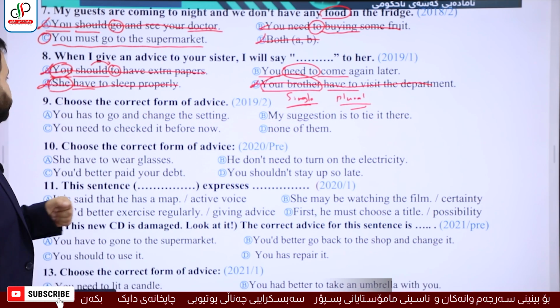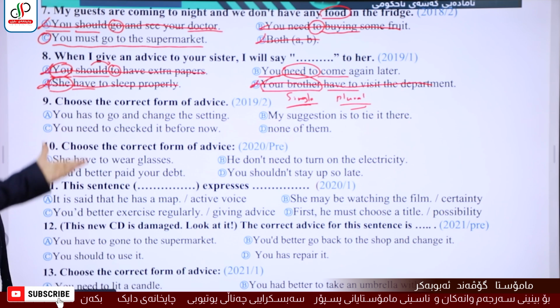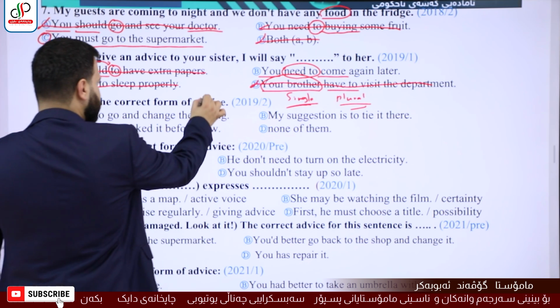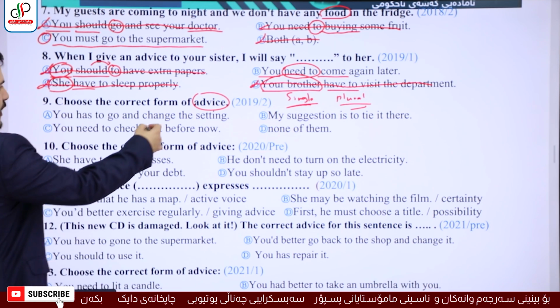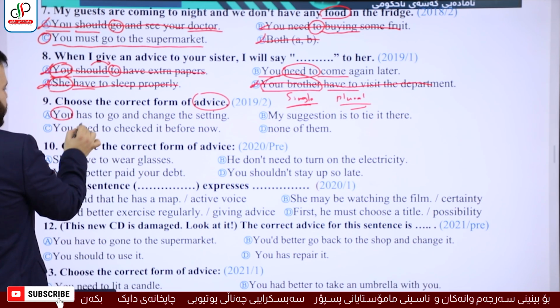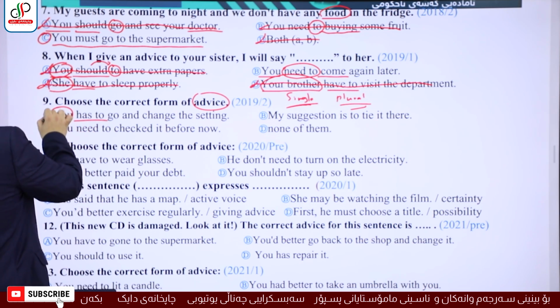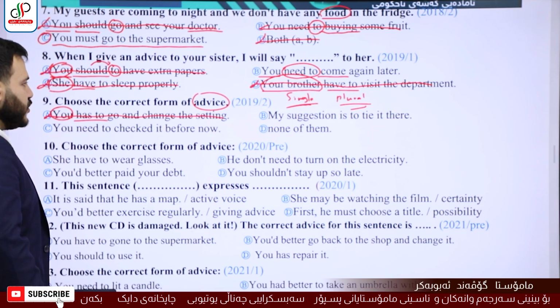It's wrong again. And number 9, choose the correct form of advice. Choose the correct form of advice. Here, you have to go and check the sitting. You is plural. Has to, it's for singular nouns. That's why it is wrong.